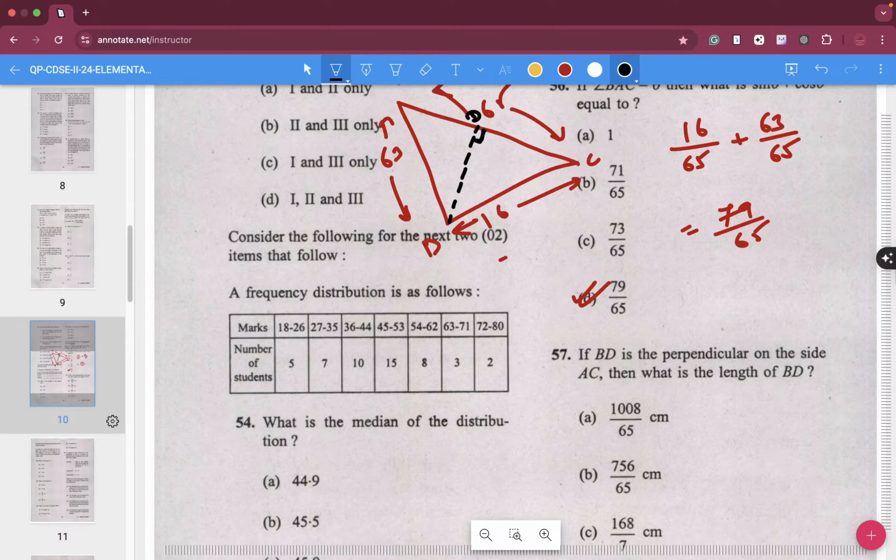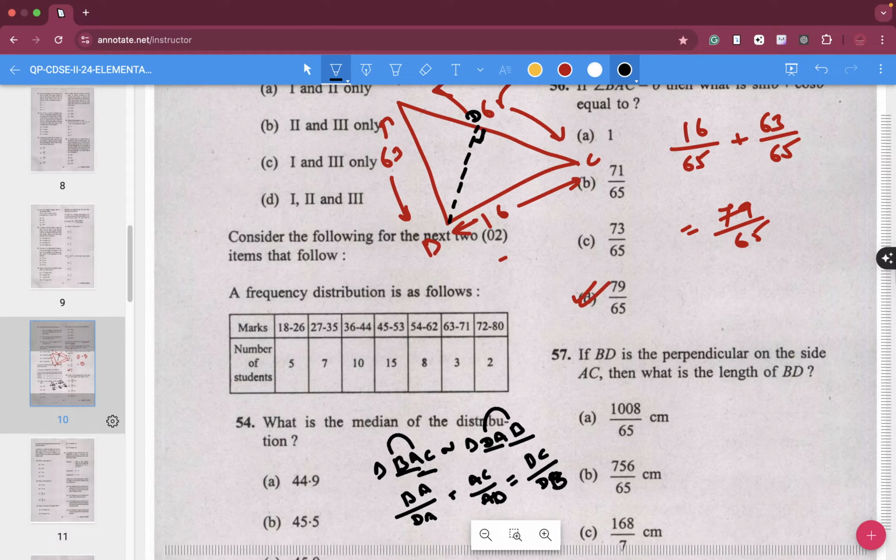The similarity is that triangle BAC is similar to triangle DAB. So in that case BA by DA is equal to AC by AB is equal to BC by DB. How exactly have we written it? First BA by DA, then AC by AB, then BC by DB. We have matched the angle and then we have written.